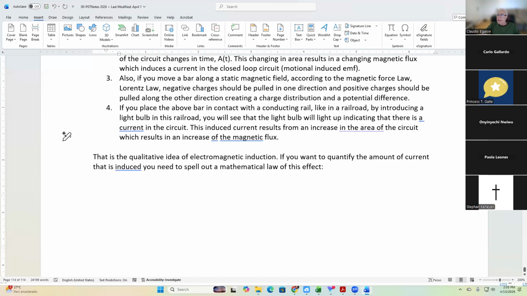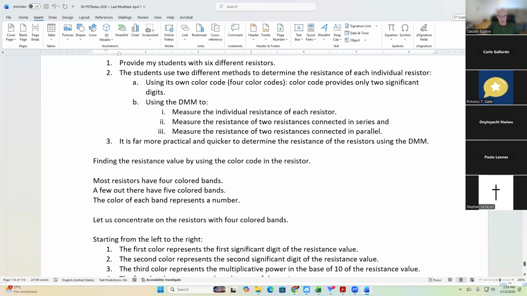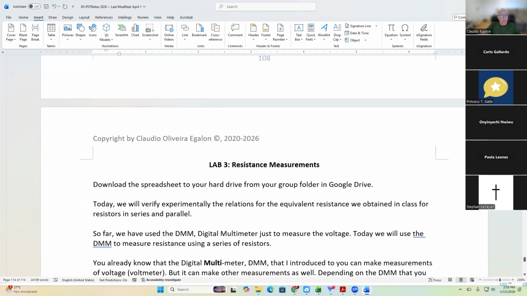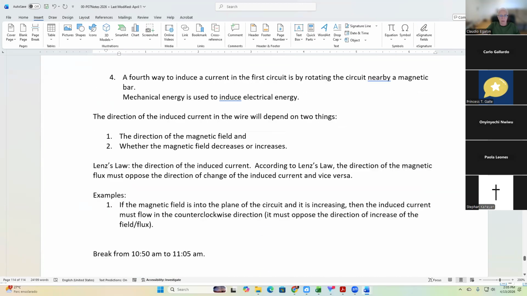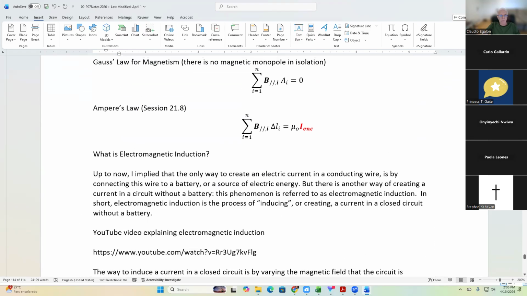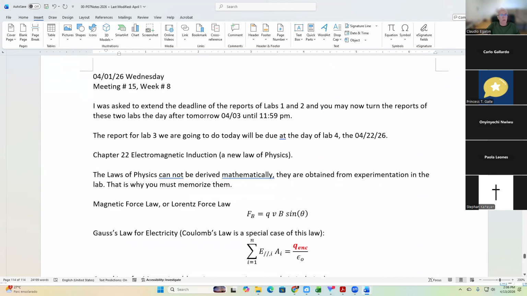And I don't think I did that, right? I covered only the qualitative idea last time. I didn't introduce you to the formulas. Let's take a look here. Yeah, I didn't introduce you to the formulas. I'm going to introduce you to the formulas right now.